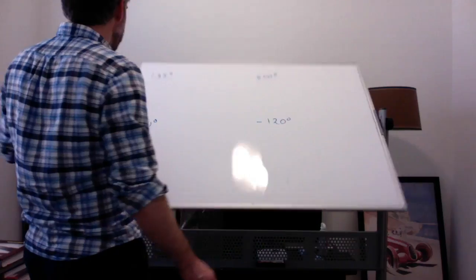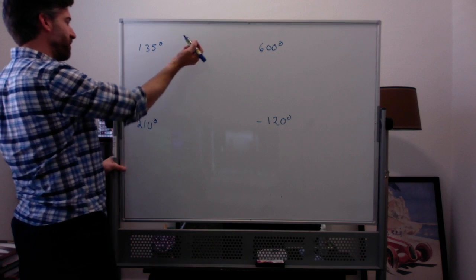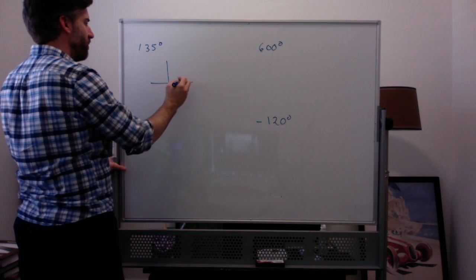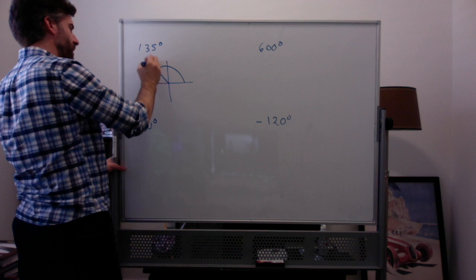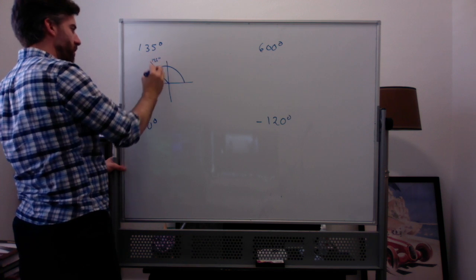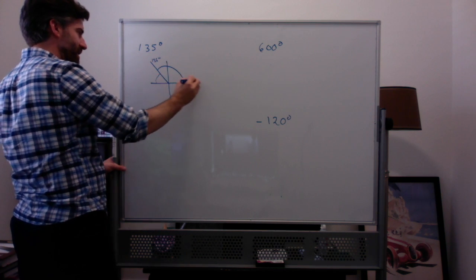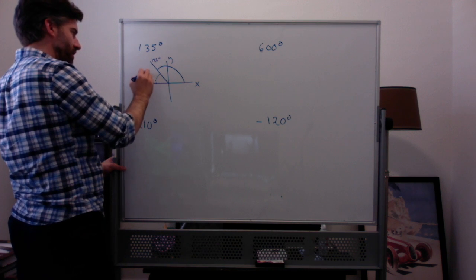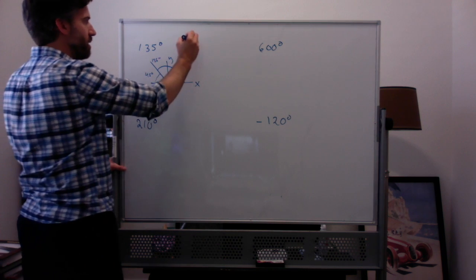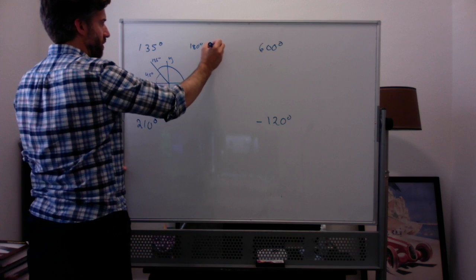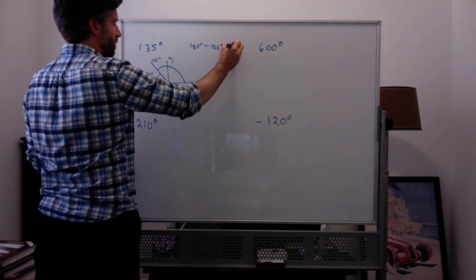Okay, other side. More of this, 135 degrees is in quadrant 2. Be careful with this one. 135 degrees is right there, and we're measuring this angle to the x-axis. And that angle is 45 degrees, because 180 minus 135 degrees is 45 degrees.